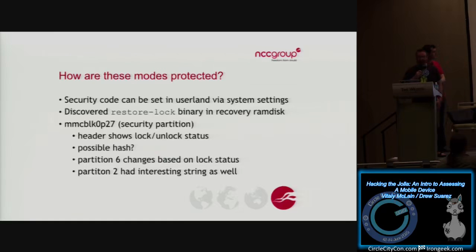Partition 27, which is labeled the security partition by the device, has a header that shows the lock and unlock status of the device at any given time. And we found what looked like a possible hash. So, okay, that's interesting. Let's put that aside and come back to it when we learn more about it. We also saw that partition 6 changes as well based on whether the bootloader is locked or unlocked. And that partition 2 had some interesting strings inside of it that looked like they might be part of something bigger. So again, we investigated that, wrote them down.